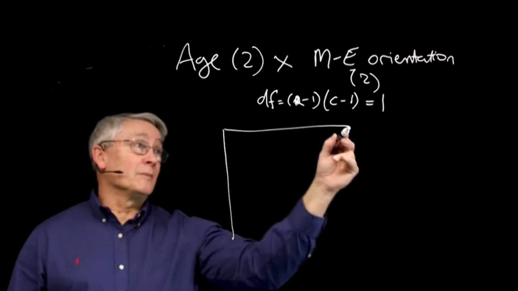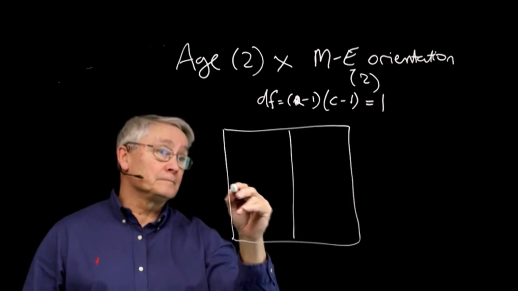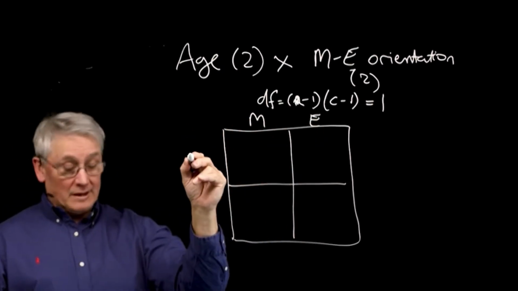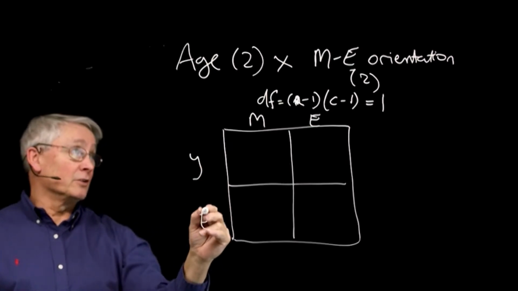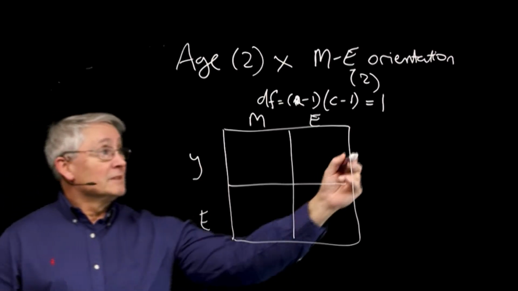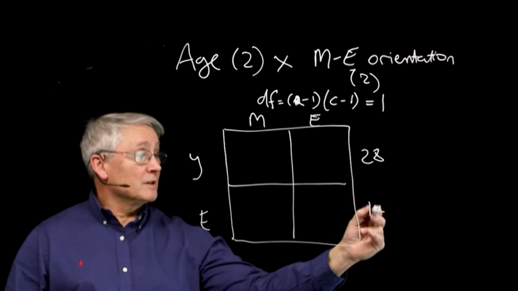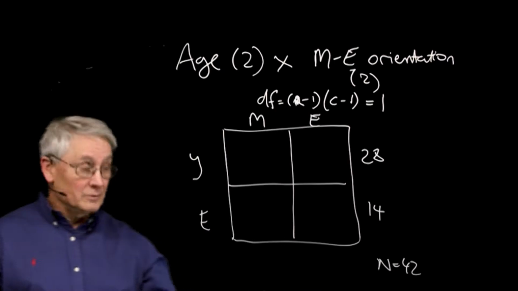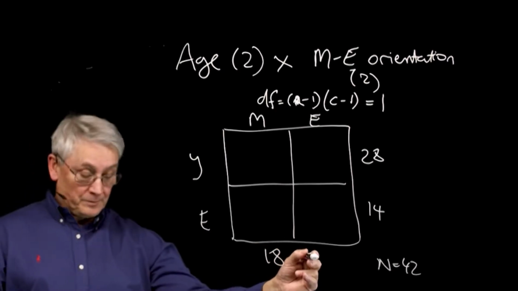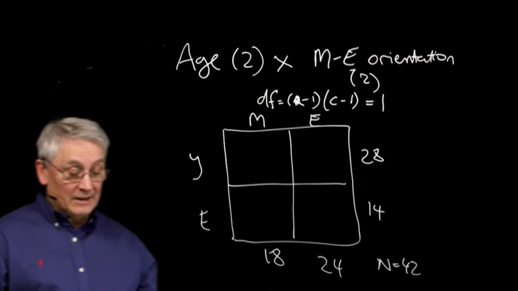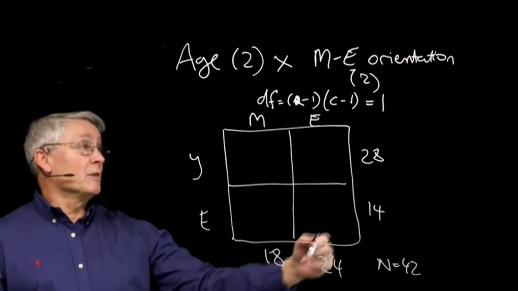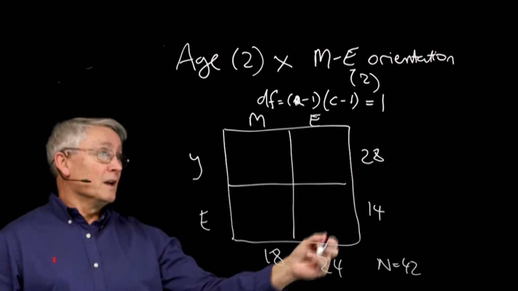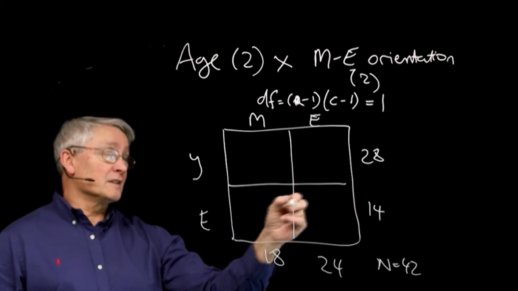And now we set up our two-way contingency table. And we have morning people here, evening people here. We have our young adults here. We have our elderly adults here. We have 28 young adults. We have 14 elderly adults, and we have 42 people in total, 18 morning people, 24 evening people. So now these are our marginal totals, and we want to see if this distribution of morning to evening people and young to elderly follows in the cells here as well.